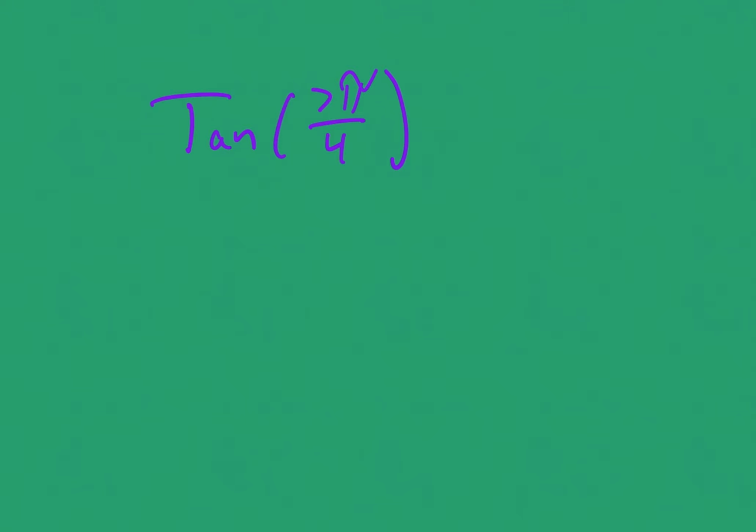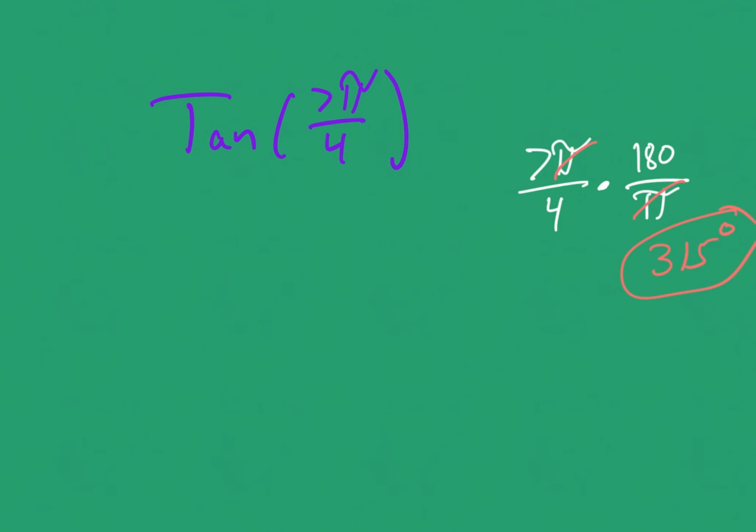So what am I going to do first? Change it to degrees. So 7 pi over 4. What do I have to multiply it by to change it to degrees? 180 over pi. Pi's cancel out. Calculator, 7 times 180 divided by 4. It's 315 degrees. So we've got 315 degrees.